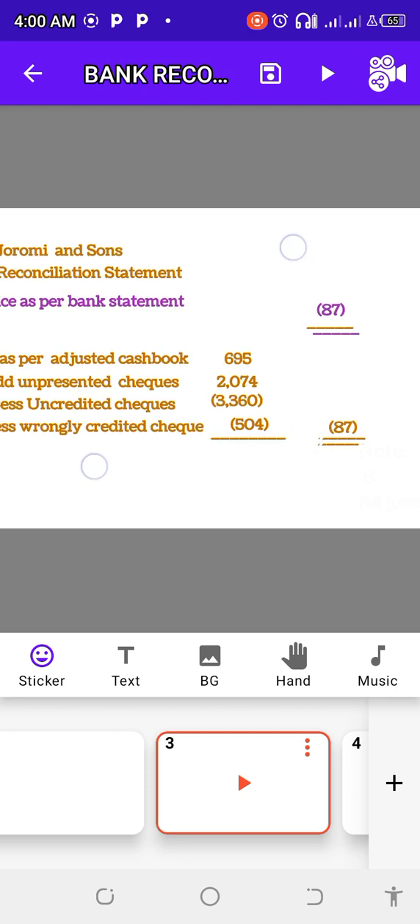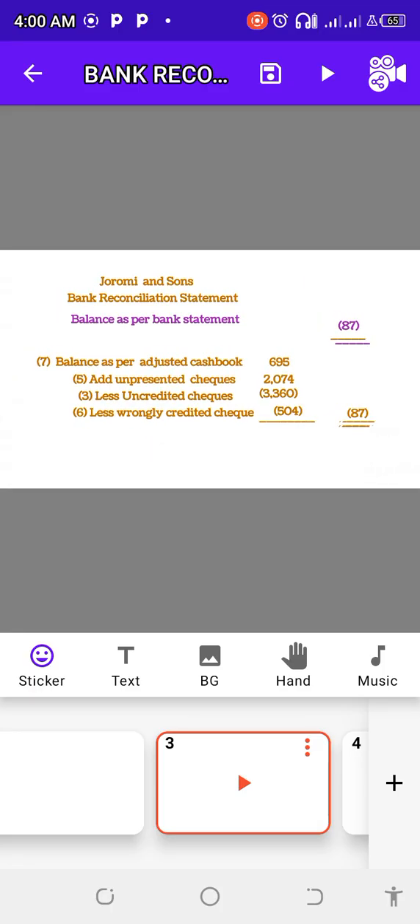On this note, we come to the end of this tutorial. In our next tutorial, which is going to be bank reconciliation part 4, we are going to attempt to answer past examination questions, professional examination questions, and other examination questions.